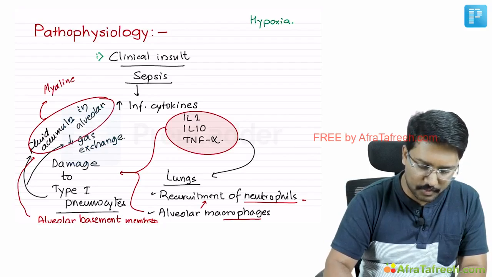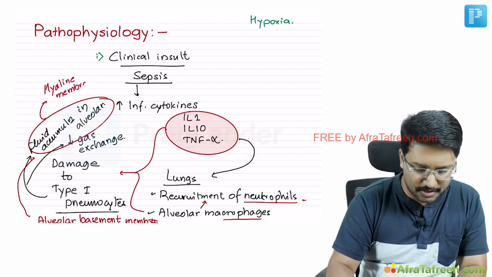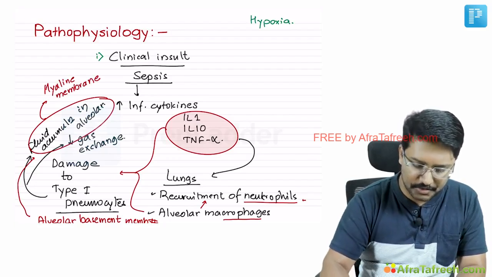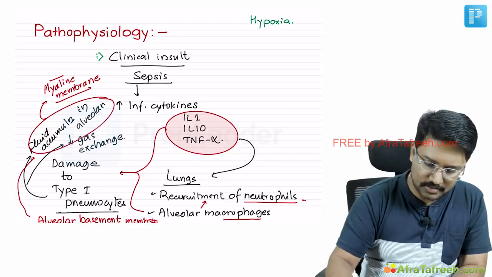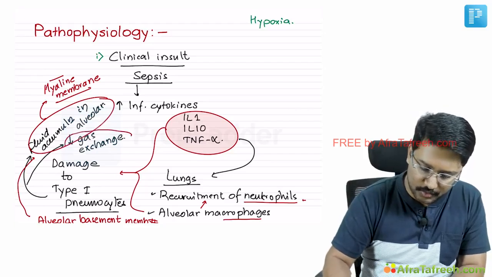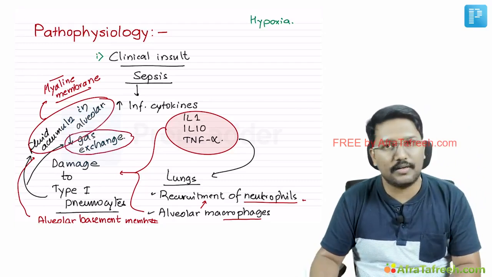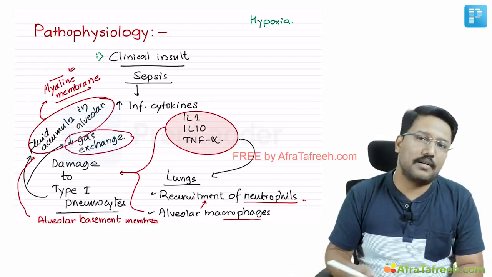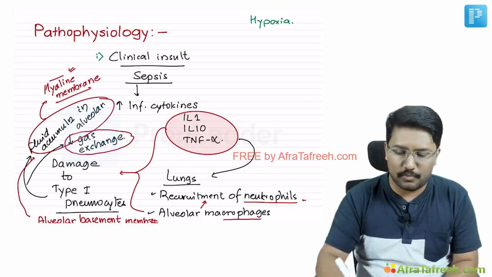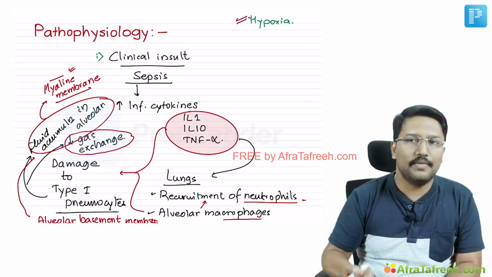This hyaline membrane is formed by what? It is formed by protein rich exudative fluid because of the inflammation plus the cellular debris, which is causing further worsening of hypoxia. So there was already reduced gas exchange because of the type 1 pneumocyte damage, and now accumulation of hyaline membrane is responsible for further reduction in oxygenation. That's the problem number 1. So we addressed why there is hypoxia.